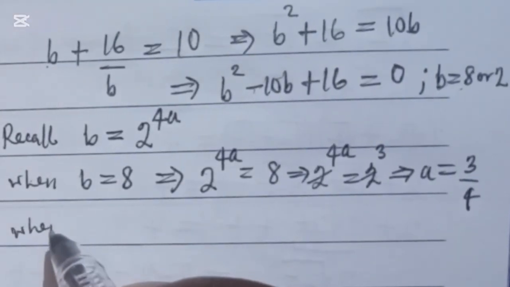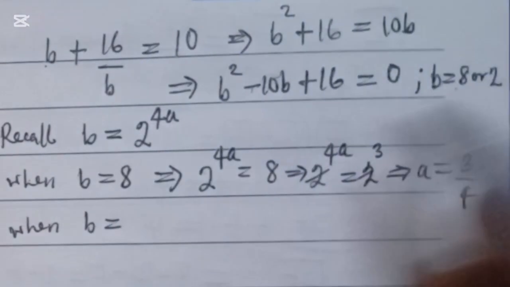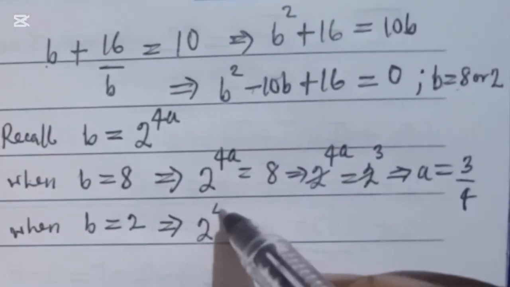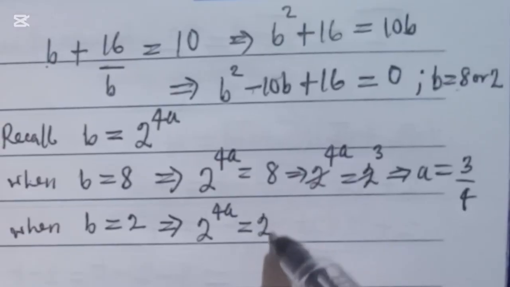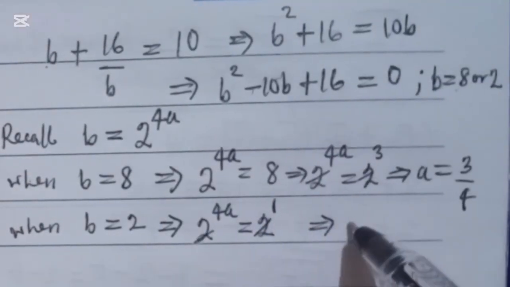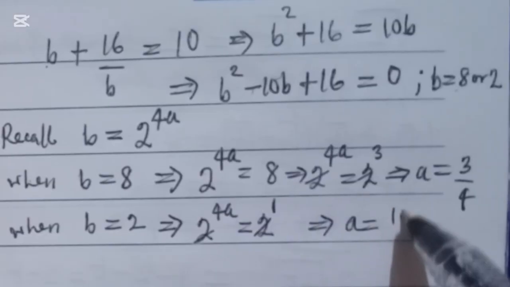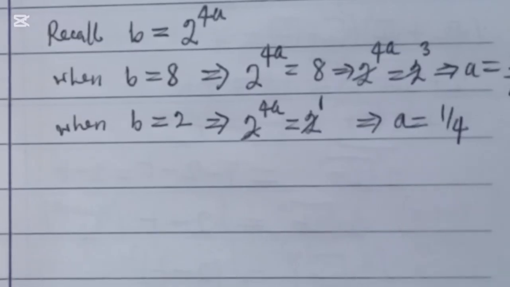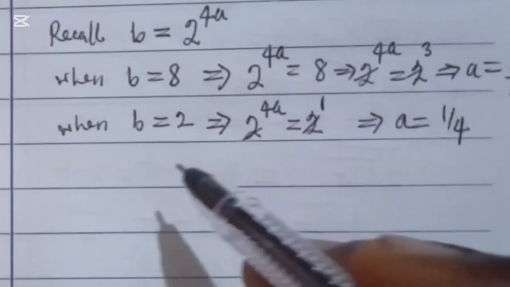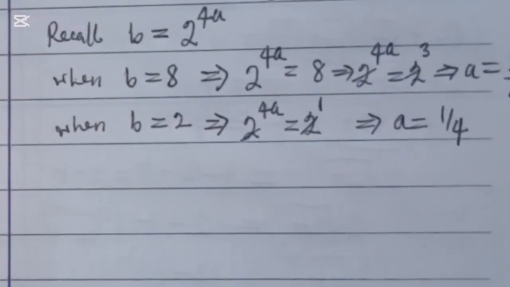So what about when b is equal to 2? All right, this implies that 2 to the power of 4a is equal to 2 to the power of 1. And when this cancels out, we get the second value of a, which is equal to 1 over 4. And remember, what we are looking for in this expression is neither a nor b. We're looking for the value of x.